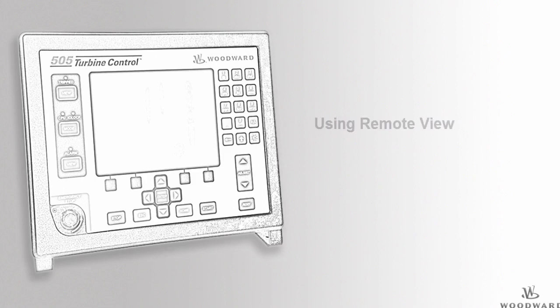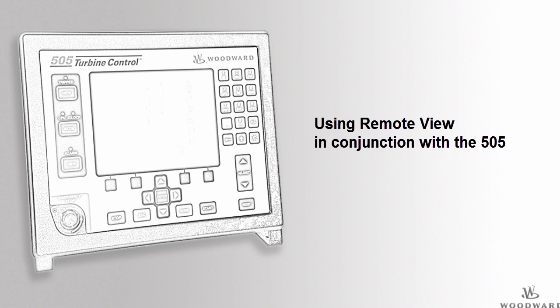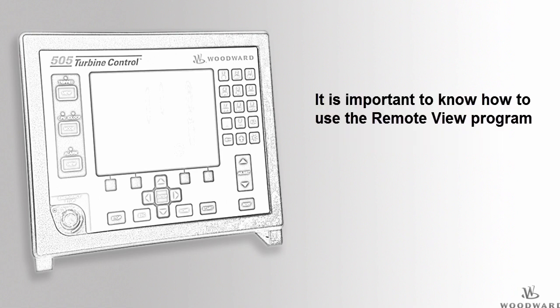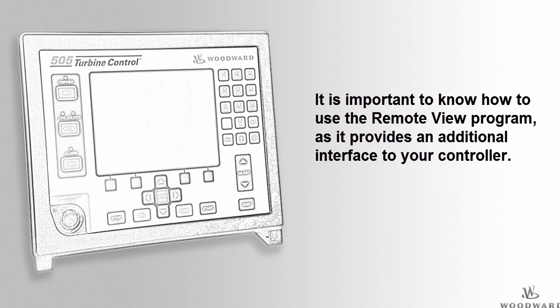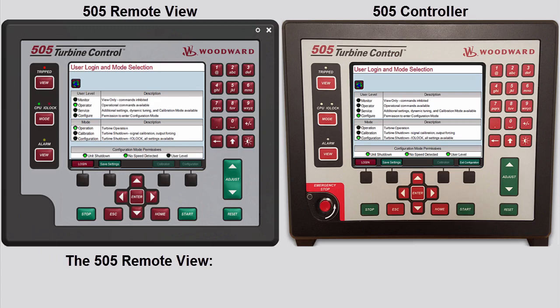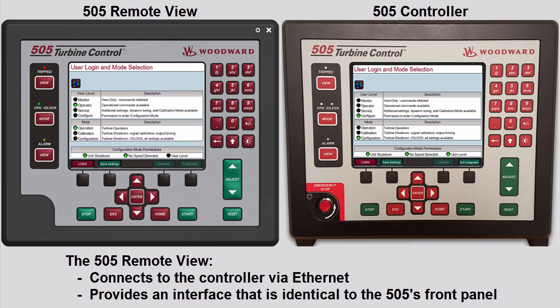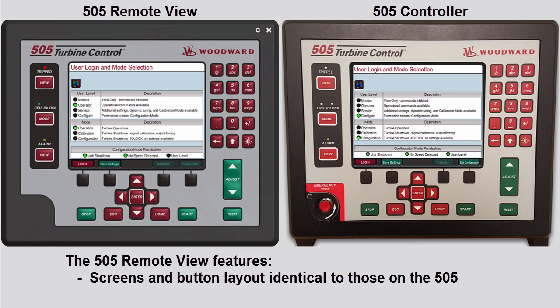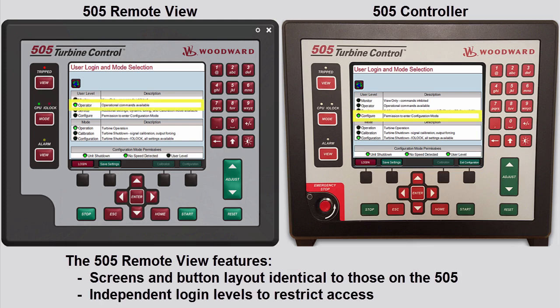In this tutorial, we will review the 505 Remote View software and how it can be used in conjunction with the controller. It is important to learn how to use the Remote View program, as it provides an additional interface to your controller. The 505 Remote View is used to connect to the controller via Ethernet and provide an interface identical to the front panel of the 505. This software features identical screens and button layout as the 505 controller, and independent login levels to restrict access.